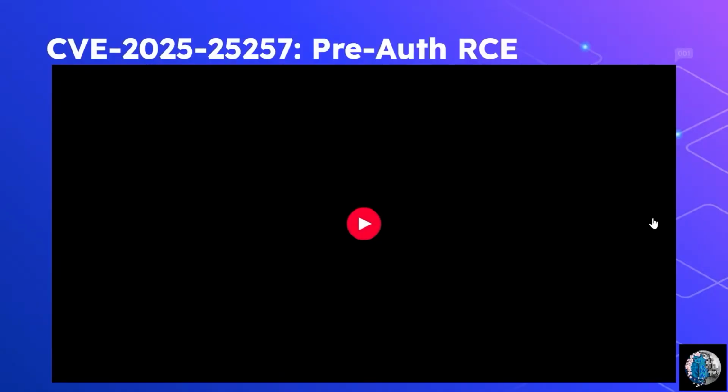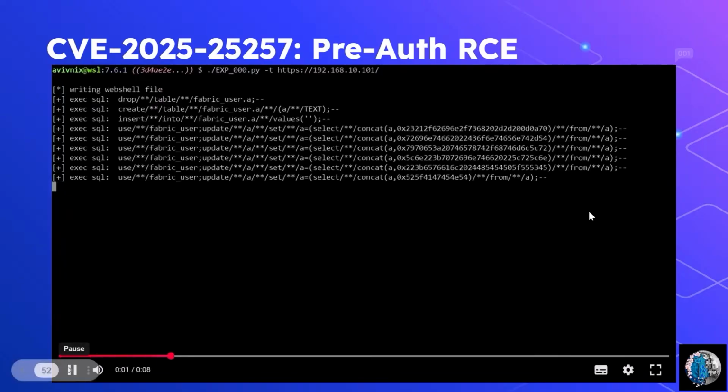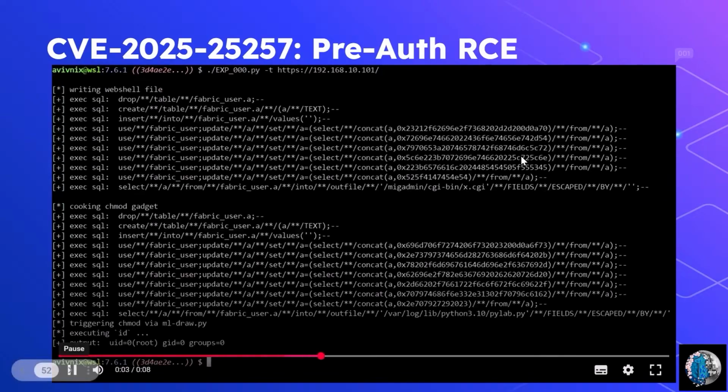So this is the second demo. As you can see, in the beginning we are writing a web shell and then creating a chmod gadget. Eventually we are accessing the ML draw, and then we are sending a request to the CGI bin directory x.cgi, which is our web shell, and we get an output of UID root, GID 0, and group 0.